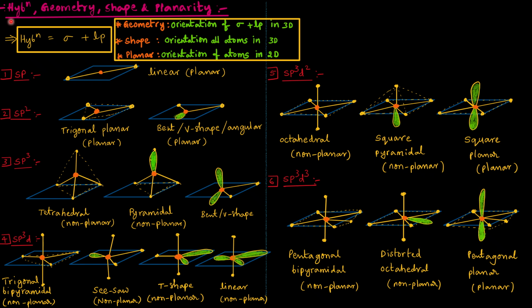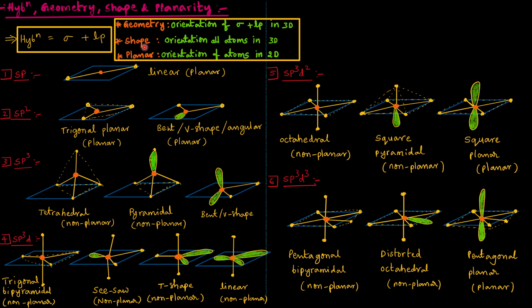Hello students, today we will discuss hybridization, geometry, shape and planarity related concepts. We know that hybridization, or the number of hybrid orbitals, is equal to the sum of sigma bonds and lone pairs. Here, geometry means the orientation of the sigma electrons and lone pair electrons in 3 dimensions.